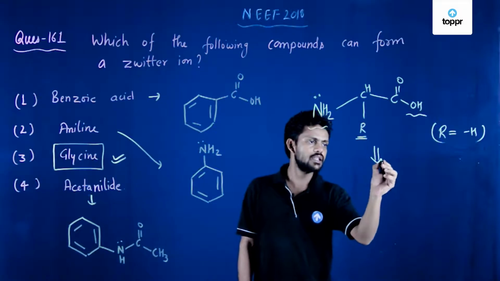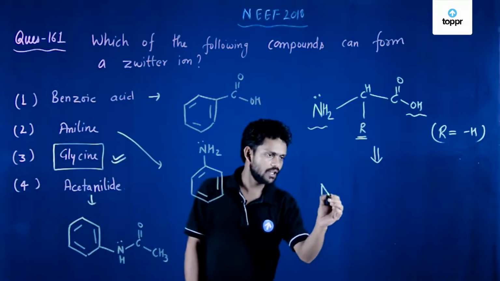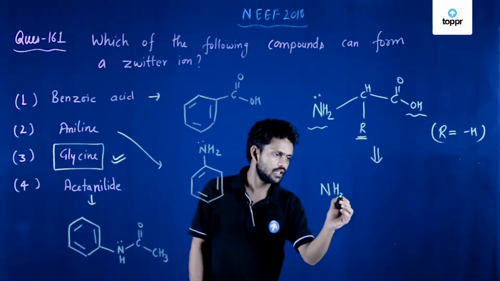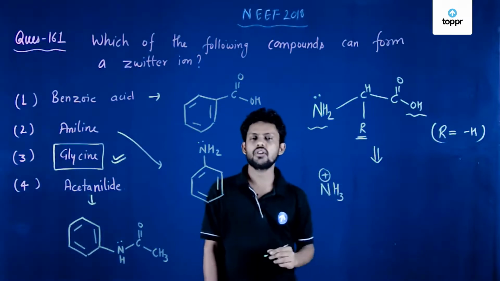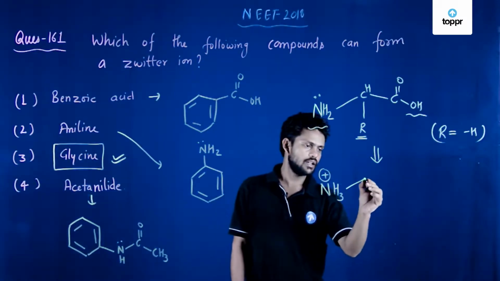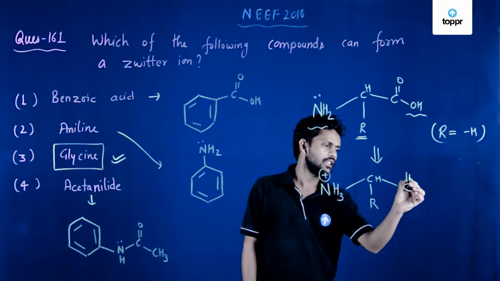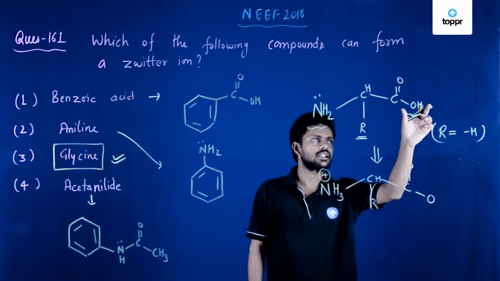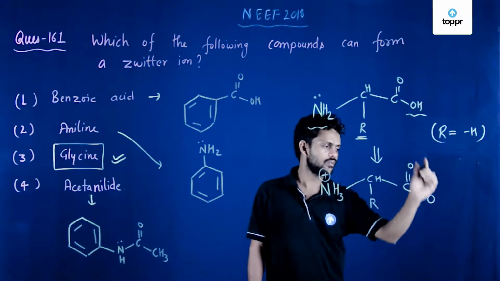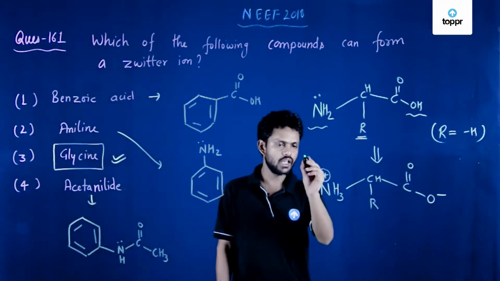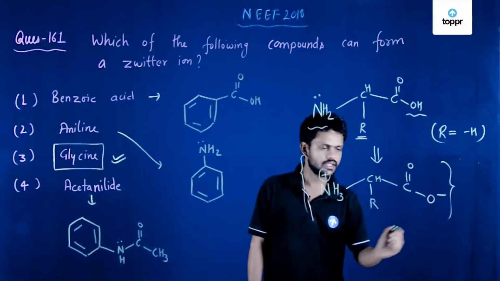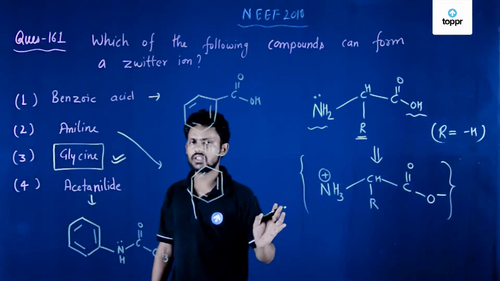So what happens is, at a particular fixed pH, this accepts a proton and exists as a plus charge center, and then you have R, and then C double bond O, and the carboxylic acid group donates a proton and exists as a minus. So we have a plus and a minus charge in the same molecule, and it can exist as a zwitterion.